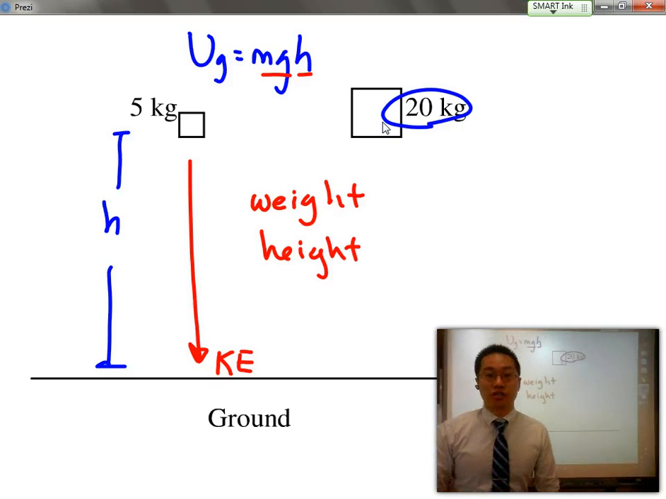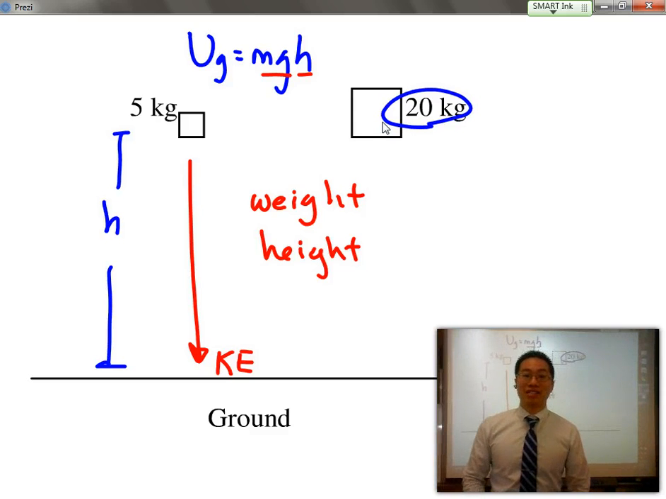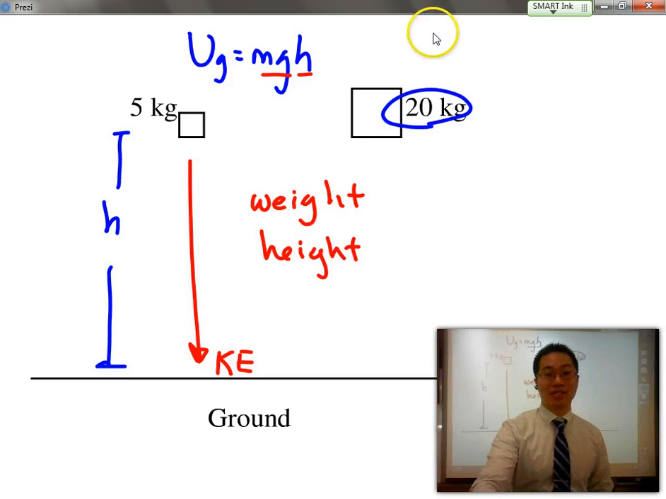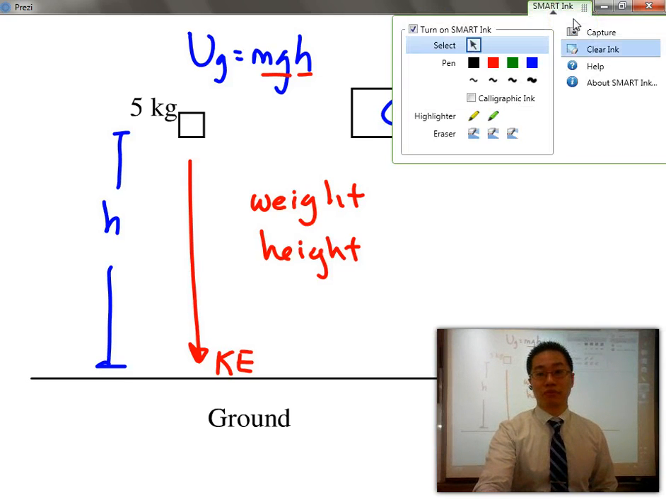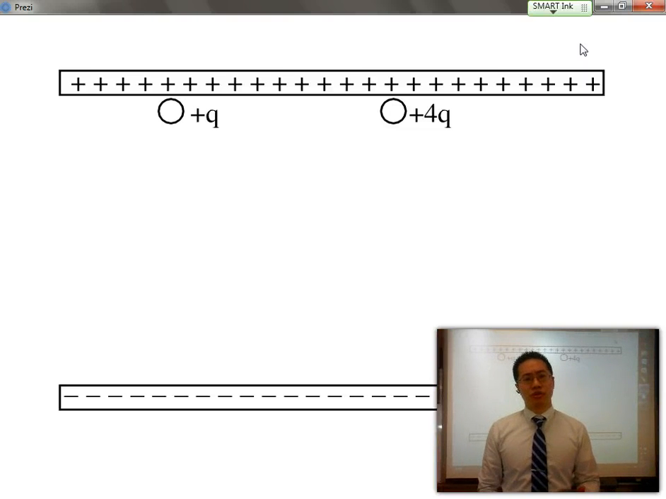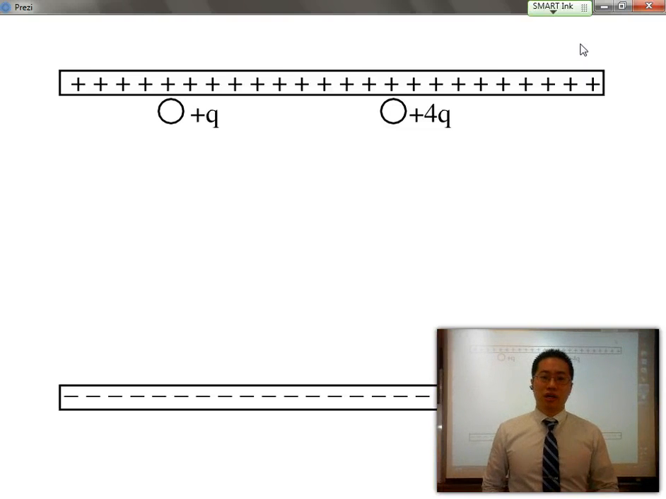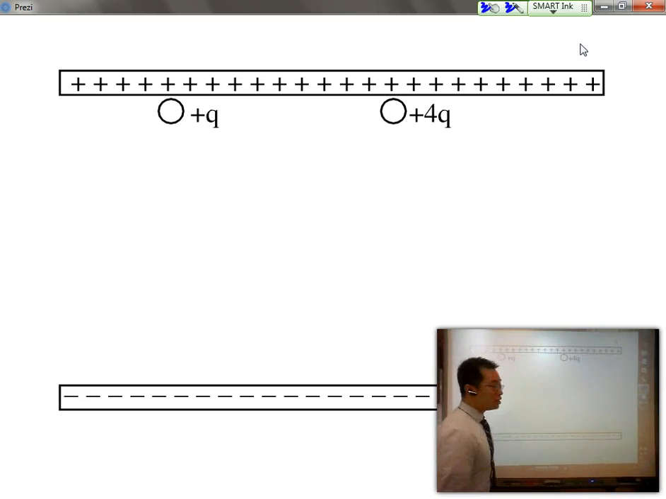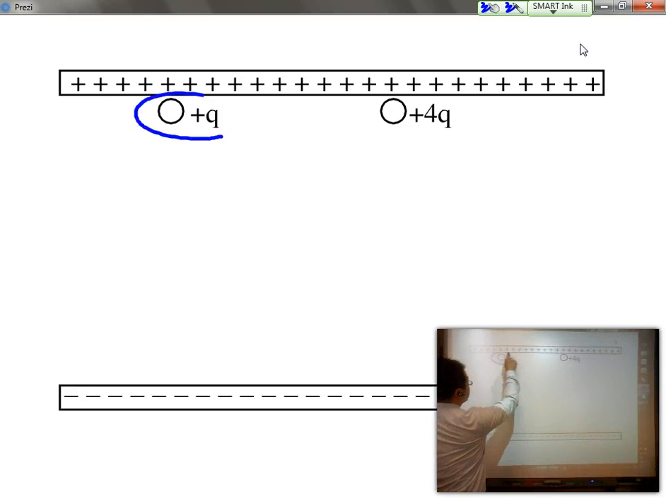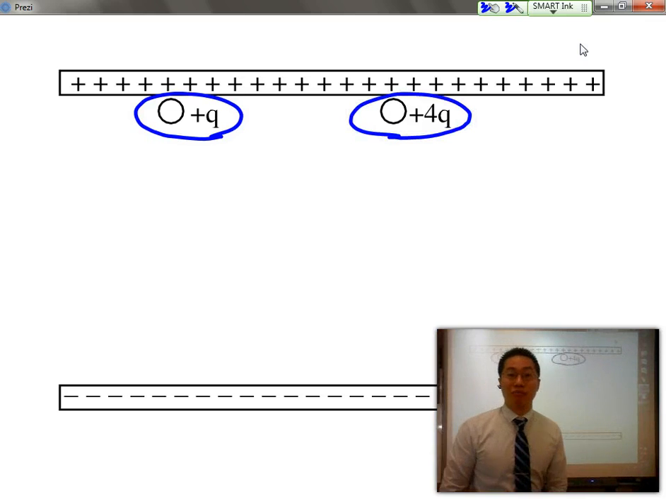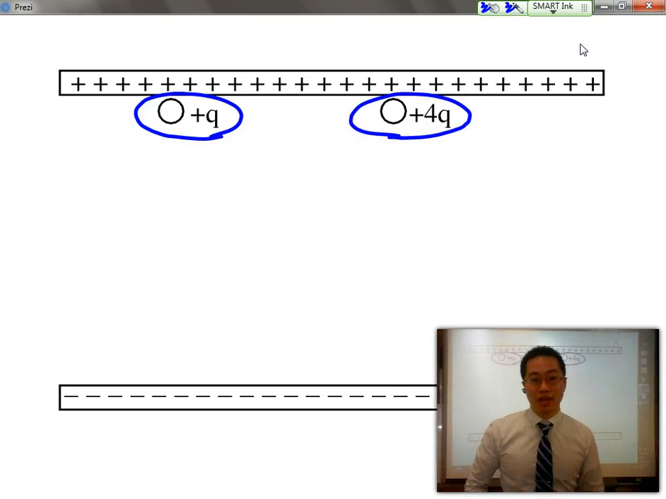Now, we know that charges can speed up also whenever they're placed in an electric field. Okay, just like the masses are speeding up when they're placed inside a gravitational field. But what really determines how much energy a charge has? Well, just like before, when we have a smaller mass, we can have a smaller charge versus a larger charge. A larger charge would have more potential energy stored in it.